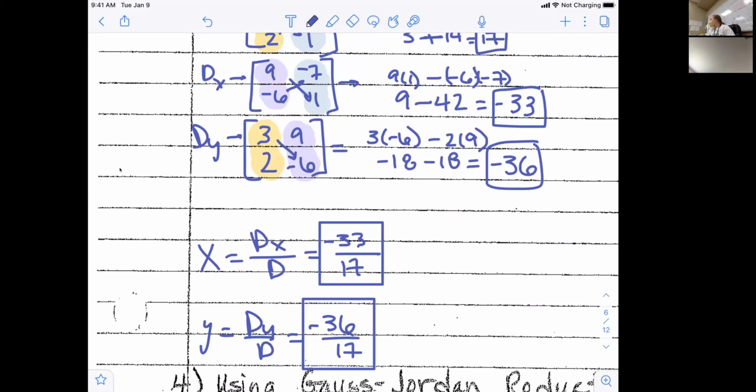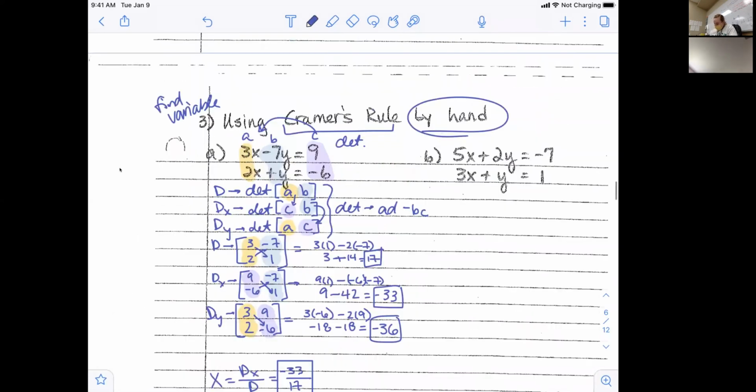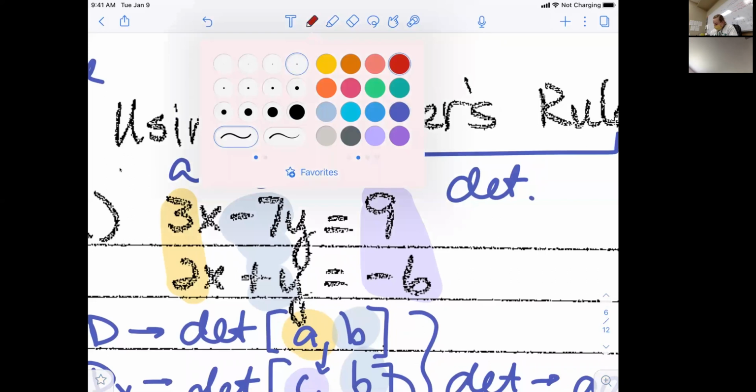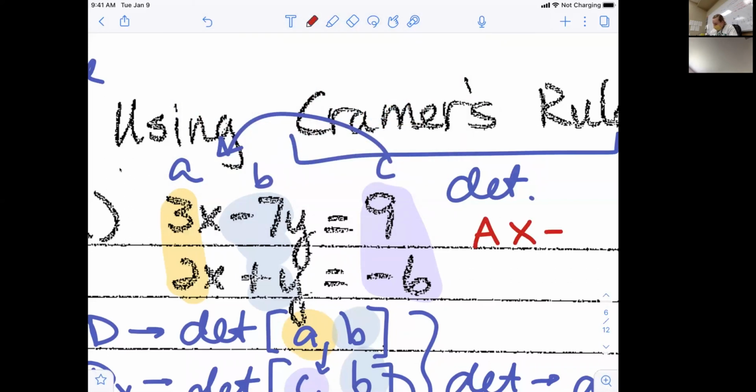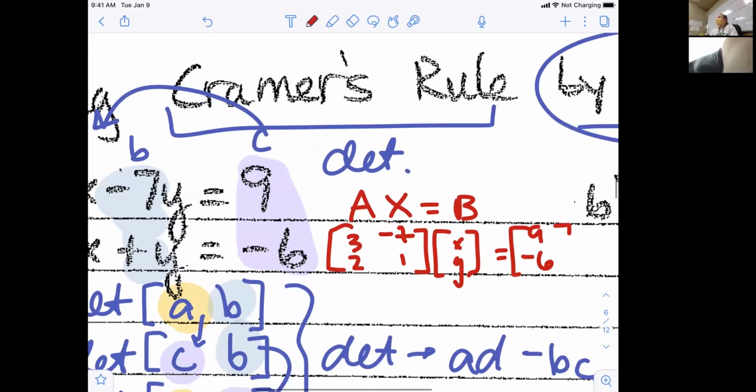Yesterday we did inverse method, right? Inverse method is where I took my original equation and I told you that it was A times X equals B, right? A was my matrix of my coefficients, 3, 2, -7, 1. X was my variables, x, y, and then B was my answers, 9, -6. You guys remember that? And then we plugged in the calculator, or we did this one by hand, but you could plug in the calculator, A to the -1st B.